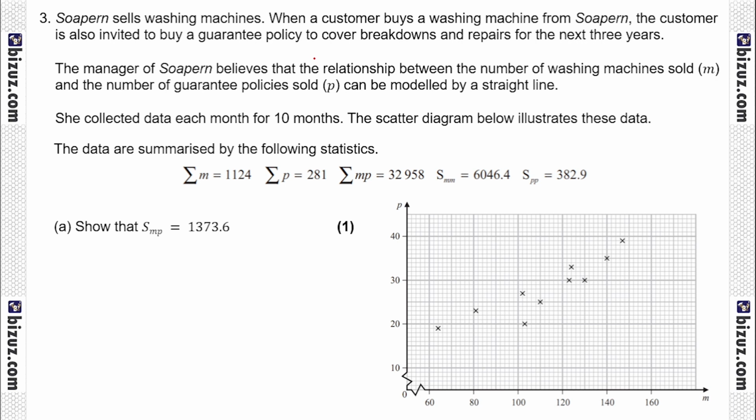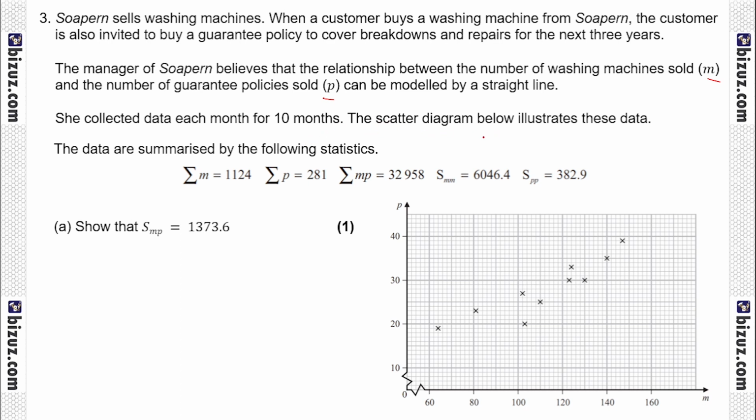Sopern sells washing machines. When a customer buys a washing machine from Sopern, the customer is also invited to buy a guarantee policy to cover breakdowns and repairs for the next 3 years. The manager of Sopern believes that the relationship between the number of washing machines sold, which is M, and the number of guarantee policies sold, which is P, can be modeled by a straight line. She collected data each month for 10 months.